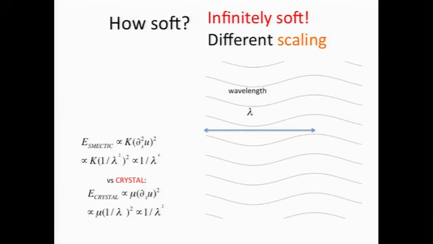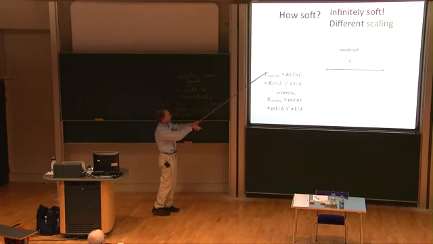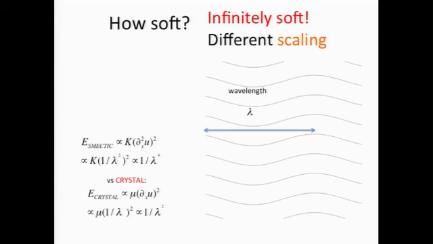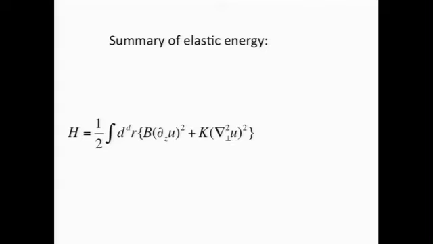In fact, if you look at the ratio of these energies, what is the energy of a particular undulation in a smectic, compared to the corresponding energy in a crystal? You find that ratio itself is a function of wavelength, and it goes to zero in the limit of wavelength going to infinity. So it's much easier to create an undulation in a smectic than it is to create an undulation in a crystal.